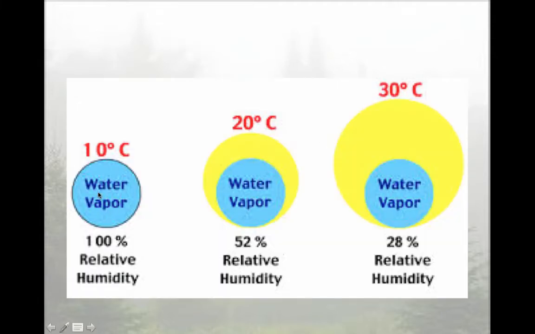So again, here's our air represented by these yellow circles. At 10 degrees Celsius, our air and water vapor are at 100%. The air is holding all the water it can handle. As we heat up in temperature, our air spreads out, so we have more air, but the same amount of water vapor, thus causing relative humidity to decrease.